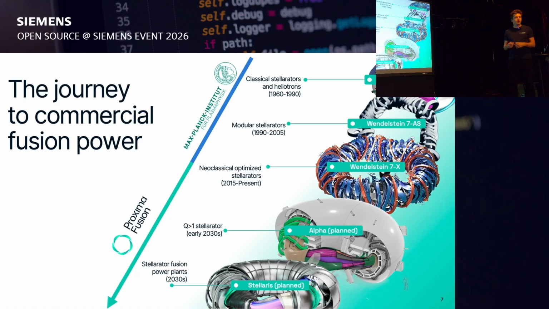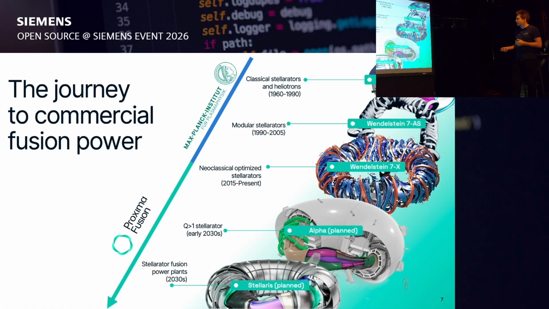How do we get there to a commercial fusion power plant with this approach? We start from the well-known Wendelstein line of stellarators that have been built in the last 60 years in the context of the Max Planck Institute for Plasma Physics in Garching and eventually later in Greifswald for Wendelstein 7X. And we want to get to Stellaris, our first proposed fusion power plant concept.